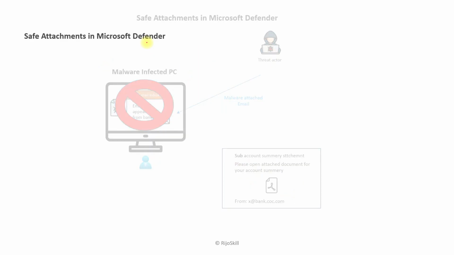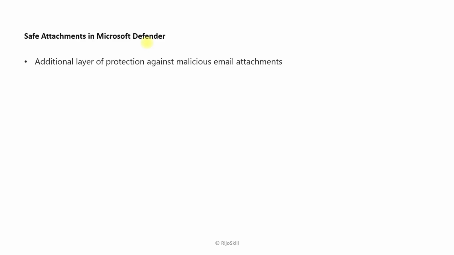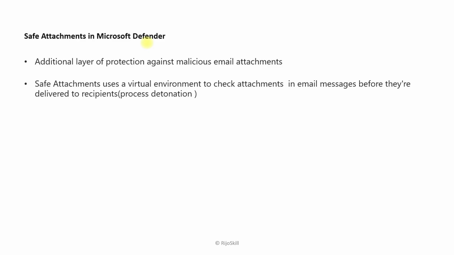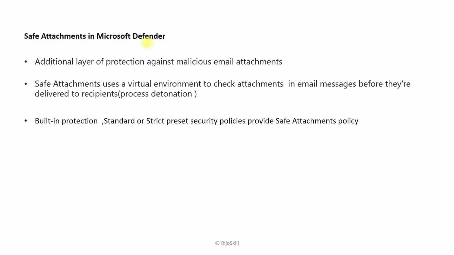So what is Safe Attachment? This is an additional layer of protection against malicious email attachments. Safe Attachment uses a virtual environment to check attachments in email messages before they are delivered to the recipient. This is an internal process on Microsoft's side. They will check an attachment and confirm whether it is malware infected or not.